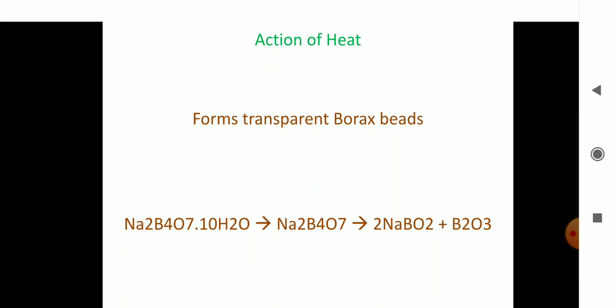Dear students, two chemical properties we have completed. Then let us move on to chemical property number 3. The third property is reaction with acids. So we are going to see how borax reacts with acids. When borax is allowed to react with acids, what do we get?